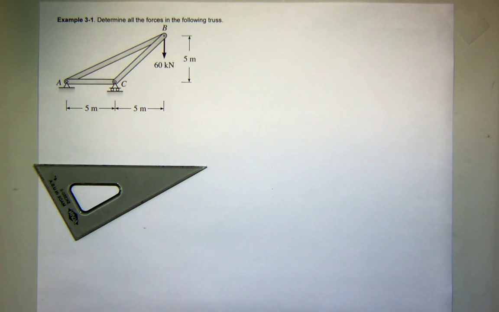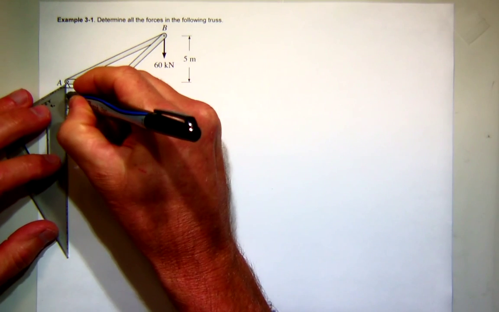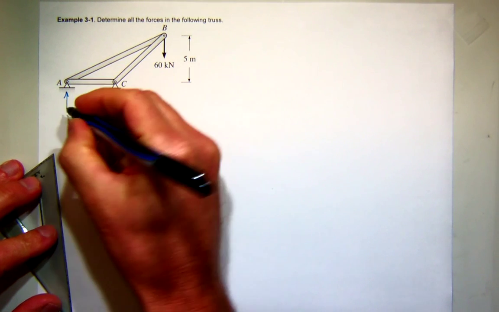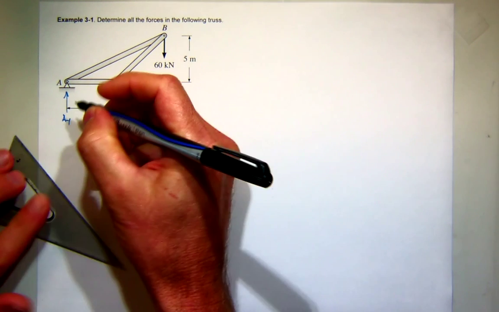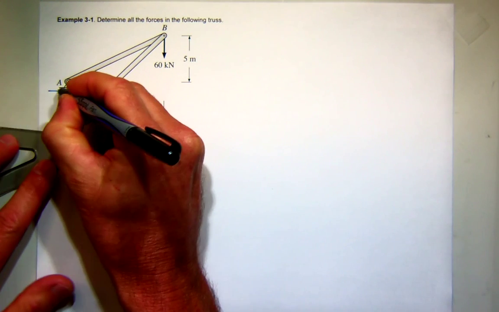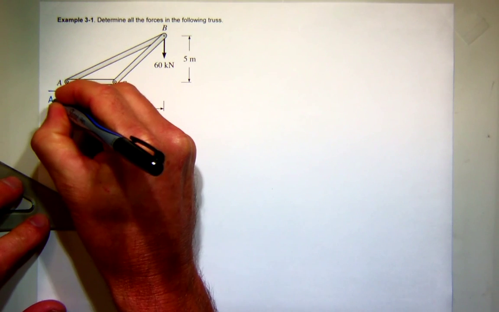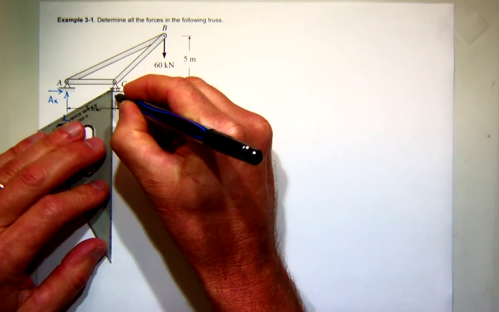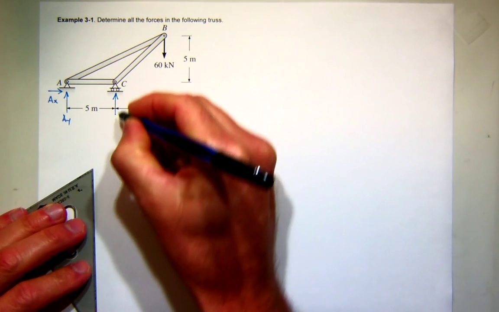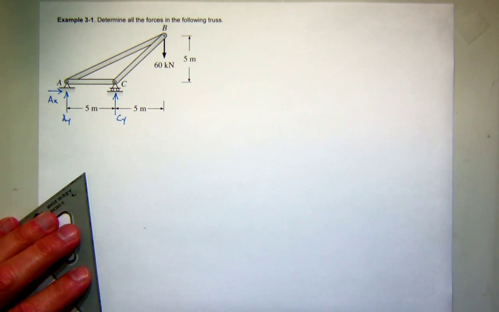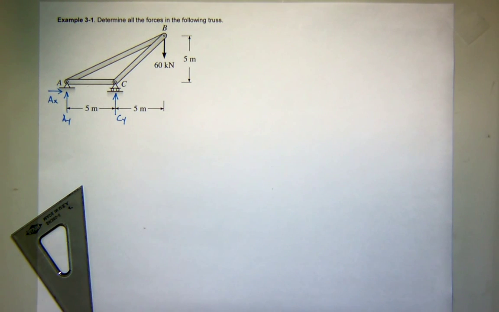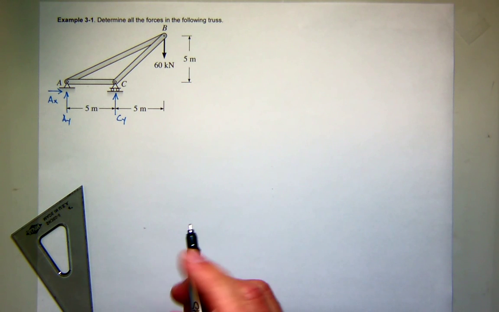First, I will assume that I have a reaction AY and AX, and then one here also at C. So how do I find my reactions? Assume the moments at A. Yeah, I think it's a good idea.